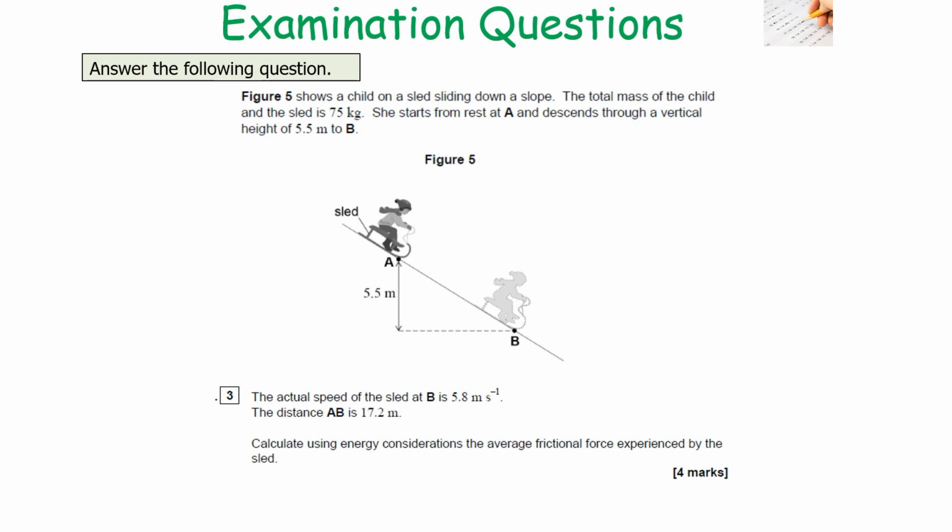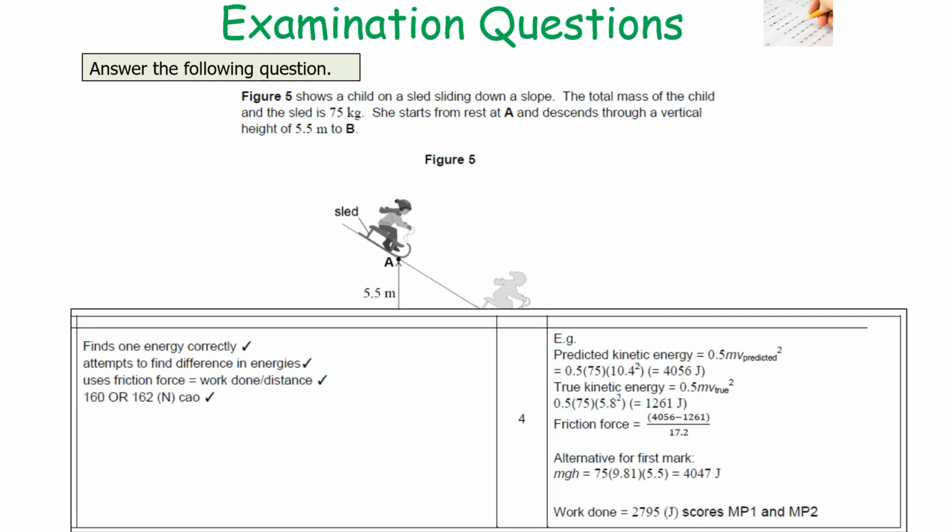Right, so how can you do this? What you would do is the same as before. You'd work out your potential energy at the start, by doing mgh. You would then do your kinetic energy, which is a half mv squared, so you would work it through as such. Now what you want to do is find the difference between the two energy stores.